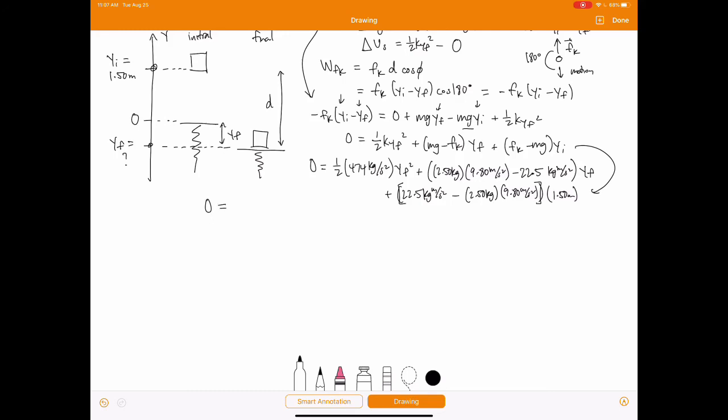Okay, so that is definitely a quadratic expression. If you take a half times 474, you get 237 times y final squared. If you calculate this whole thing, 2.5 times 9.8 minus 22.5, that actually just works out to 2. And that just multiplies y final. And then if you calculate this whole thing here, you're going to get minus 3.